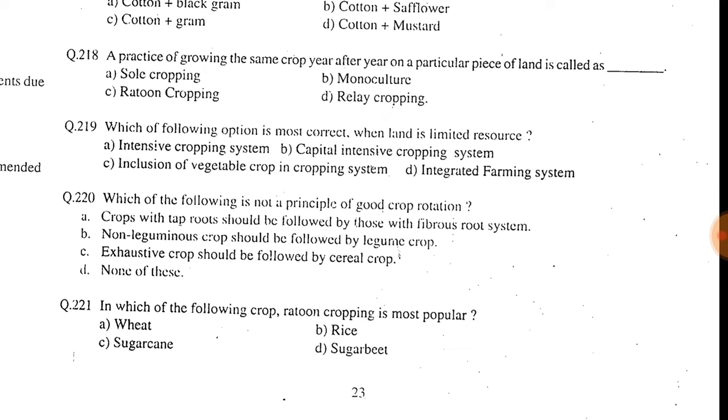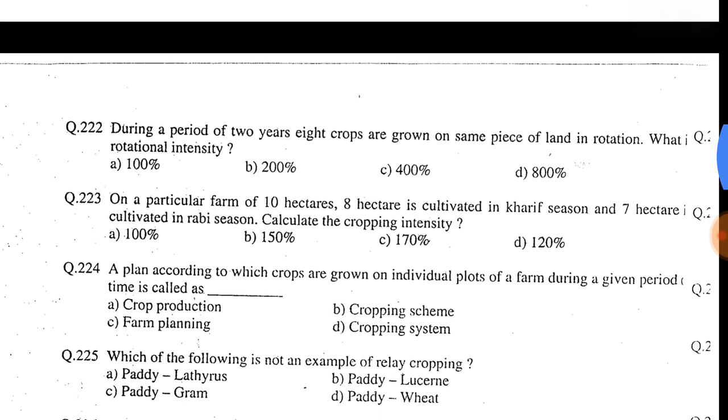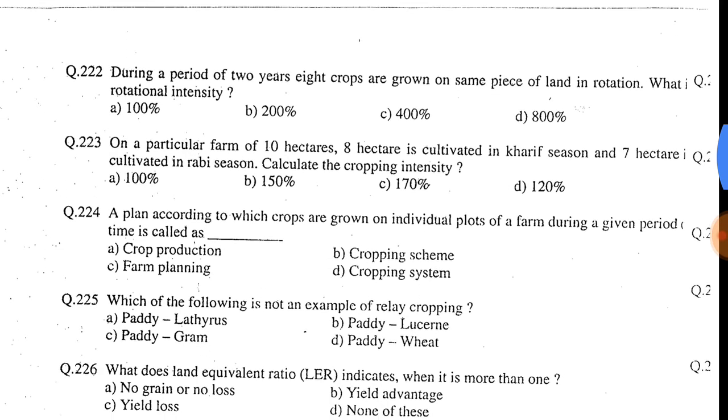In which of the following crops is ratoon crop most popular? Sugarcane. 22. During a period of 2 years, 8 crops are grown on the same piece of land in rotation. What is the rotational intensity? 400%.